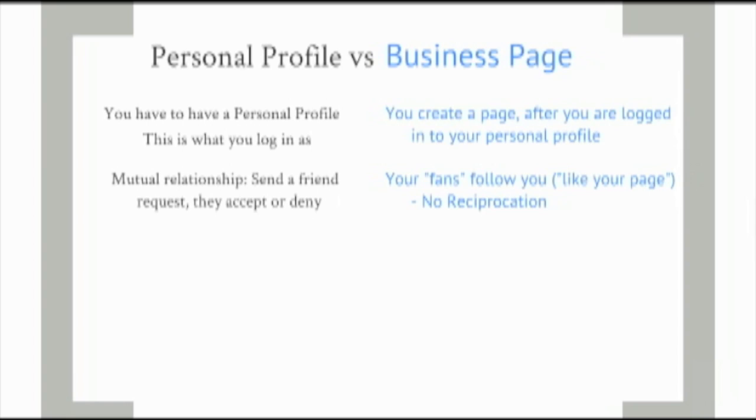If somebody follows your business page, you can't see any of their personal information on their profile. You can only see what they've made public, unless you're mutual friends with them on your personal profile. But for the most part, there's no two-way relationship when it comes to business pages. You only get that on your personal profile.